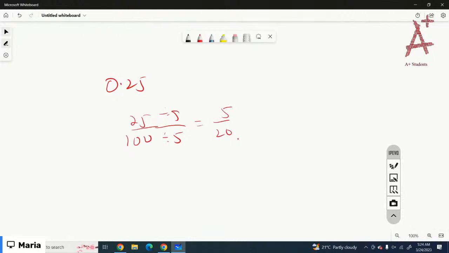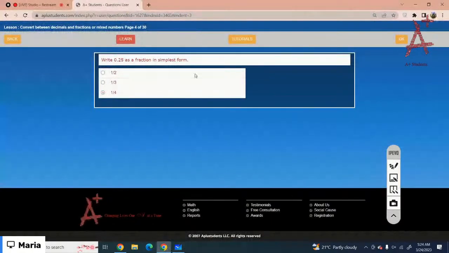You have to divide by the greatest common number. You can divide them by 25. 25 times 1 is 25 and 25 times 4 is 100. So it would be 1 over 4. Got it? So the correct option is 1 over 4.